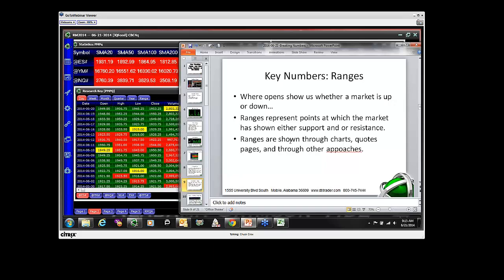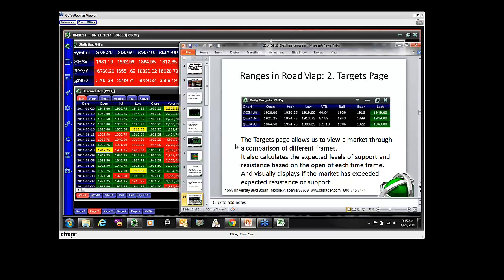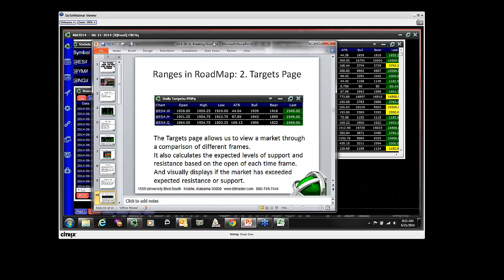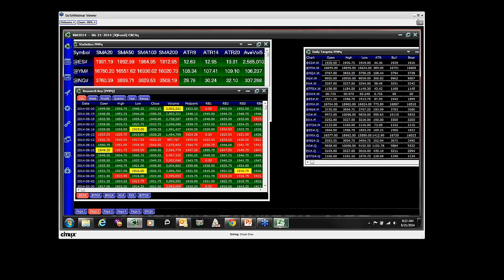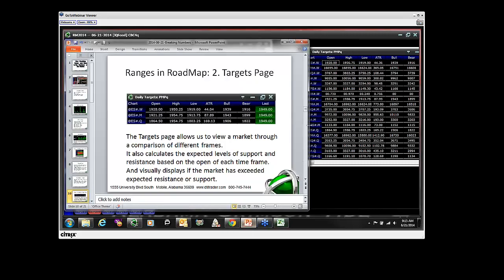I want to talk to you guys a little bit more about ranges and roadmap. I like to use what I call my targets page, which actually, let me slide my PowerPoint over a little bit. And you see the targets page right over here. Let me slide this over. All right, so I've put on this screen capture on the PowerPoint E-mini S&P weekly, monthly, and quarterly all together, so you can see how these markets were performing. This was back when we were trading at 1949, which is not that far away from where we're trading right now.